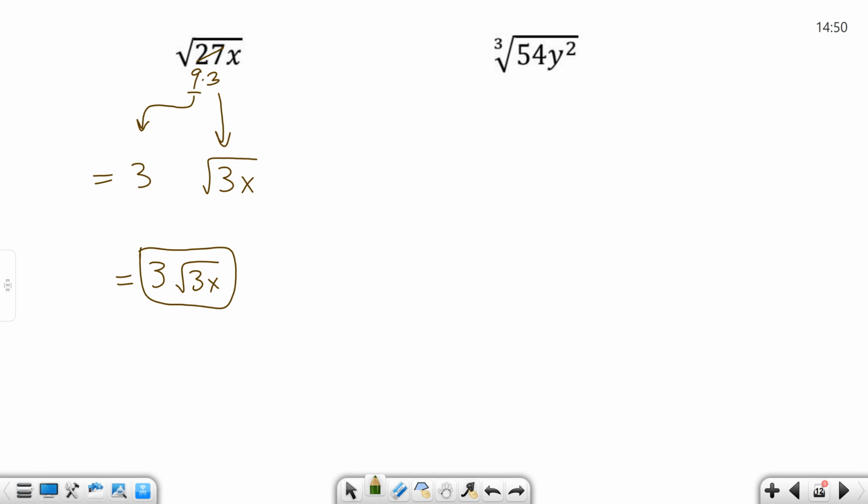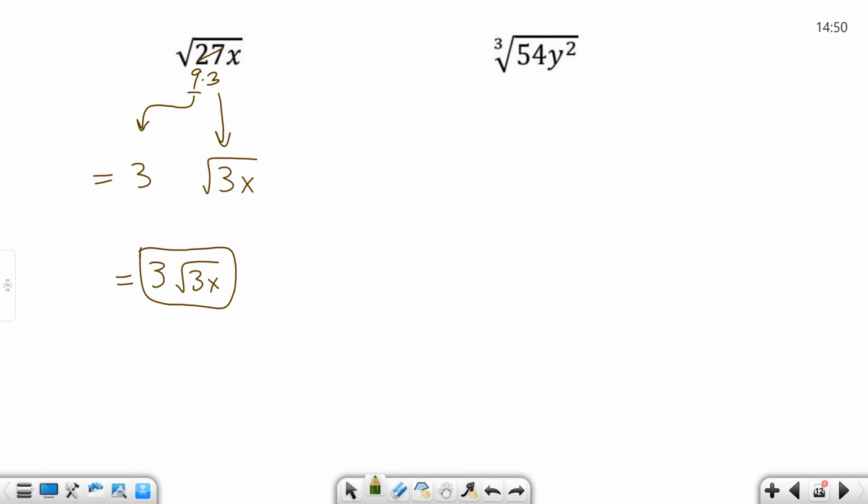So here, let's look at this one. The cube root of 54. Now, 64 is a perfect cube, but is 54 a perfect cube? No. Does 8 go into 54? You're tempted to say yes, but 8 times 7 is 56. So 8 does not go into 54.